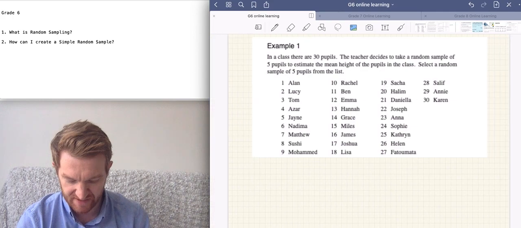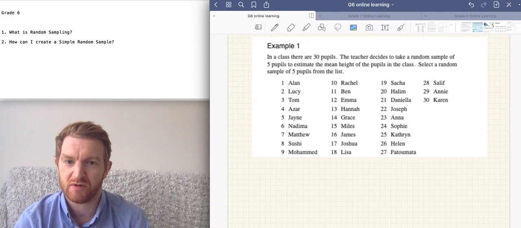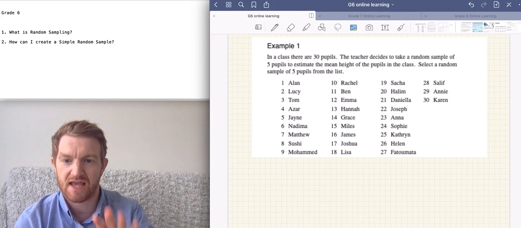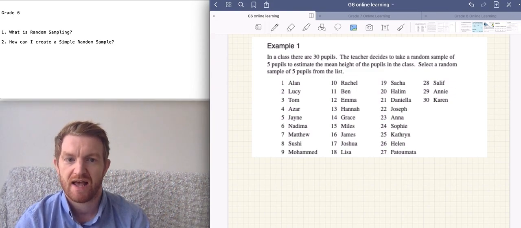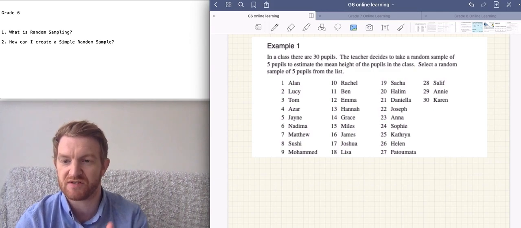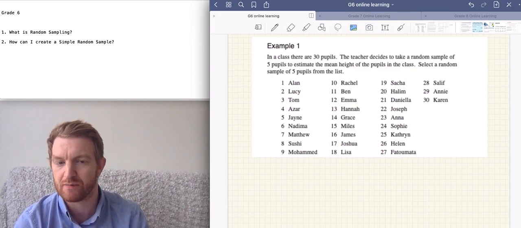So let's use some example as always, let's imagine I have 30 pupils. I've taken all of these pupils, and I decide, well, I'm not going to collect information from 30 of them, I'm just going to do a sample, I'm just going to find out about 5 people.